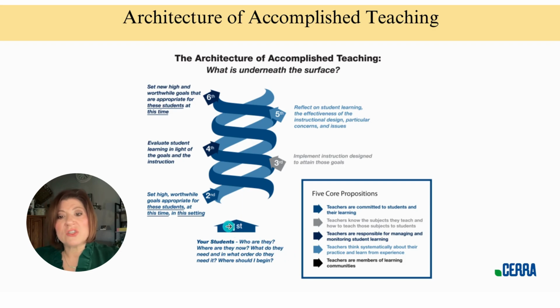Looking at the very first step, you will notice that it ties in with core proposition number 1. You're looking at your students. Who are they? Where are they now? What do they need to do? And how are you going to help them get to where they need to be? You're committed to their learning. You're committed to those students.